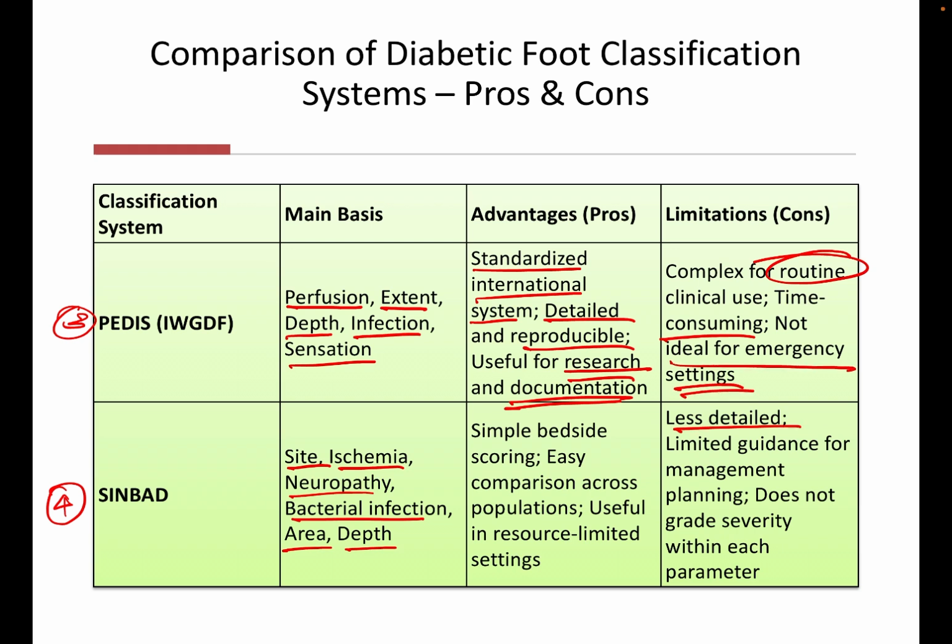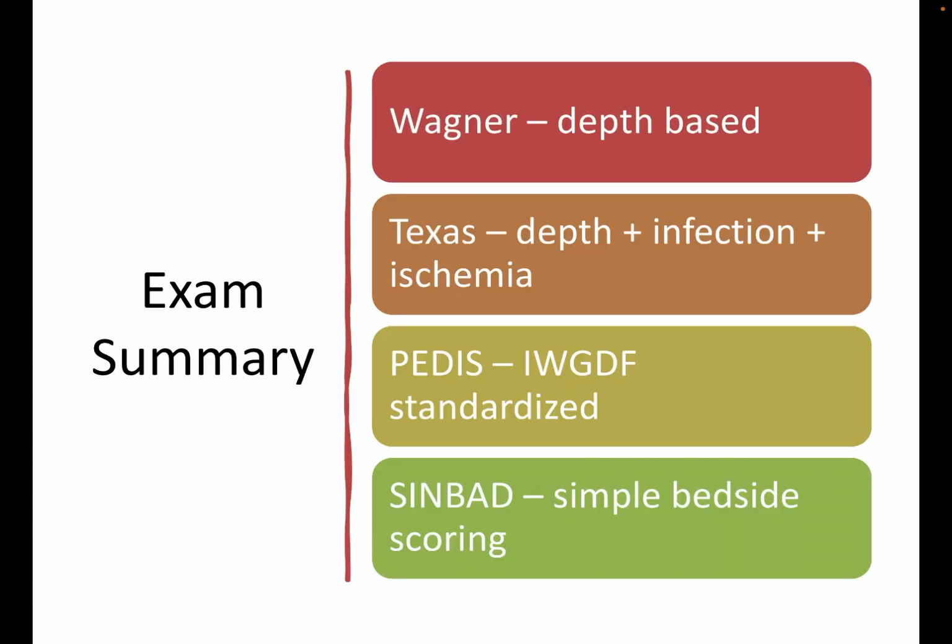SINBAD is less detailed, with limited guidance for management and planning, and does not include grade severity within each parameter. But it is a very simple scoring system, easy for comparison across populations, and useful in resource-limited settings. So to summarize, Wagner's classification is based on depth, Texas classification is based on depth, infection, and ischemia, PEDIS is internationally standardized, and SINBAD is a simple scoring system.